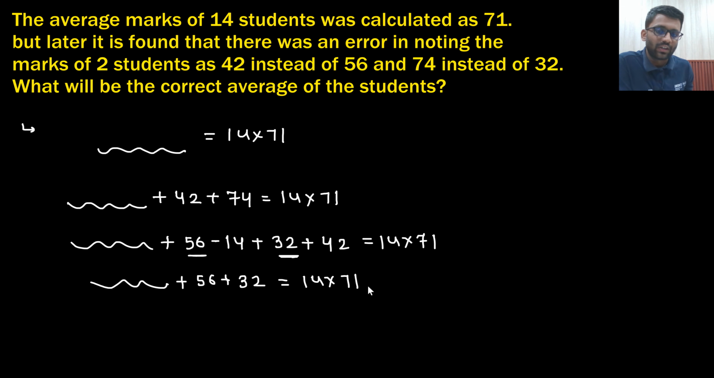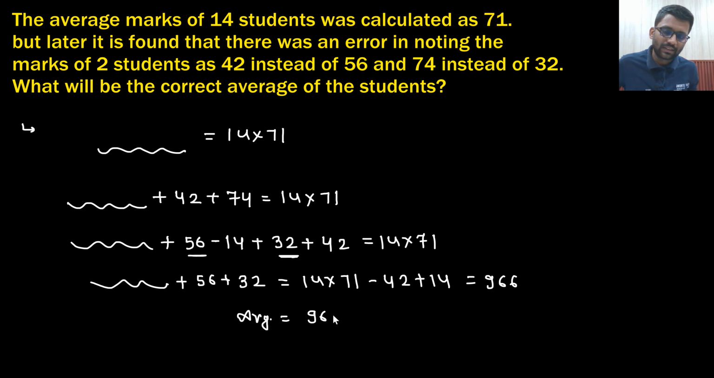So this would be equal to 14 into 71 minus 42 plus 14. 71 into 14 minus 42 plus 14, that is 966. So what will be the average? Total marks is 966 divided by the number of students, 14. That is 69. So the average is 69 marks. Okay, let's move to the next problem.